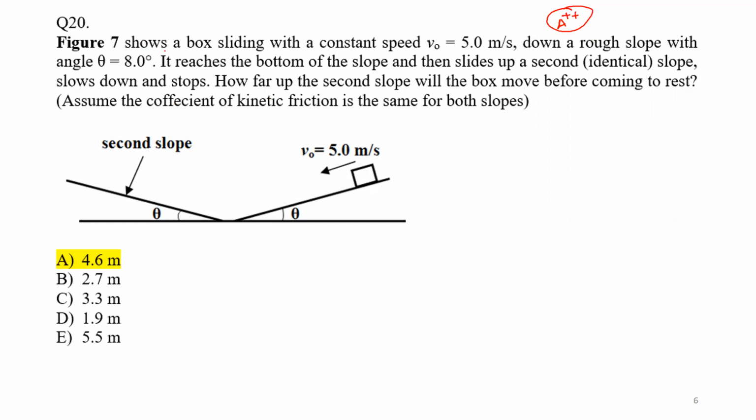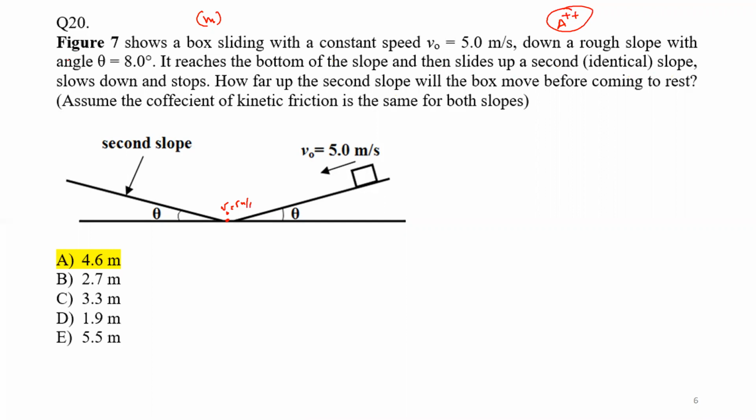Anyway, so we have figure 7 that shows a box. I did not give you the mass of the box. You know that the mass will be simplifying everywhere. Okay, so let me just call it M. So with a constant speed of 5 meters per second, down a rough slope with an angle of 8 degrees. So this angle theta is 8 degrees. The same angle here is 8 degrees. So we reach the bottom of the slope with constant speed. So I know that when it reaches here, it reaches with the same speed because it's constant, 5 meters per second. And then slide up a second identical slope.